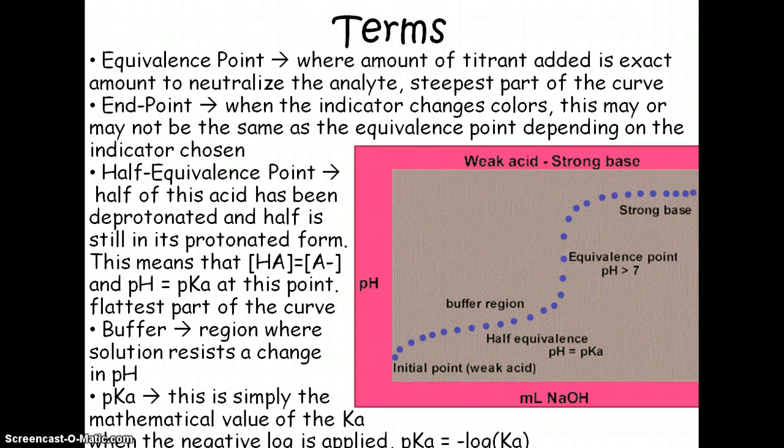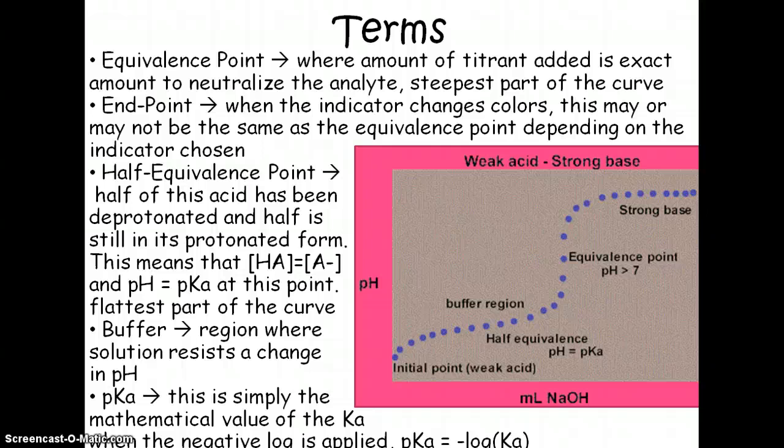The end point of a titration is when we actually see with our eyes the indicator change color in the lab. That may or may not be the same as the equivalence point, depending on what indicator you chose. If you don't choose the correct indicator, your end point could throw you off some.